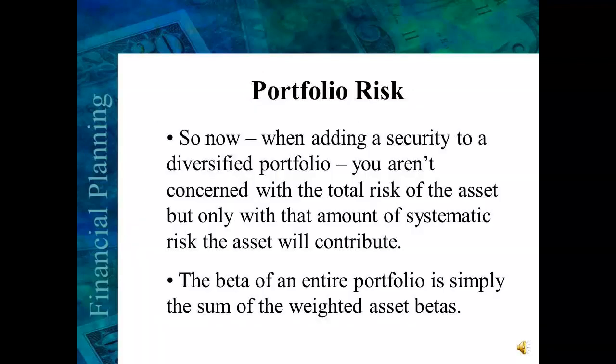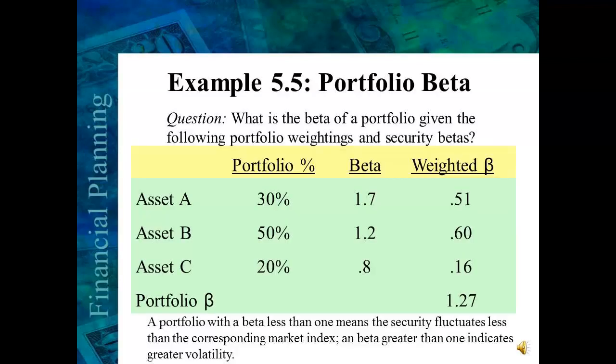So now, when adding a security to a diversified portfolio, you aren't concerned with the total risk of the asset, but only with the amount of systematic risk the asset will contribute to the portfolio. The beta of an entire portfolio is simply the sum of the weighted asset betas. Let's work an example.